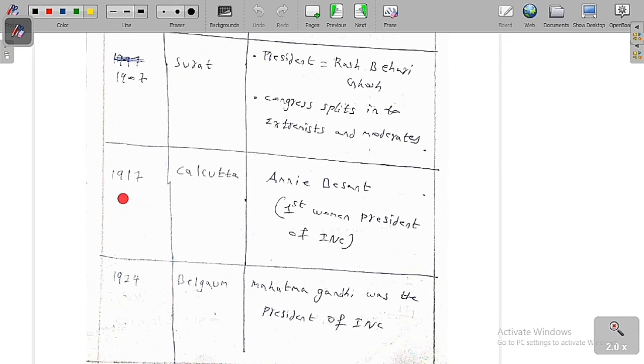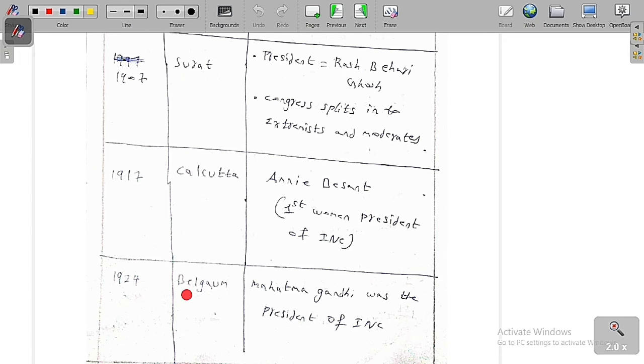And the next meeting was held in 1917 in Calcutta. Here, Annie Besant was the first woman president of the INC. See, the question they can ask you is, who is the first woman president of INC, which is Annie Besant.